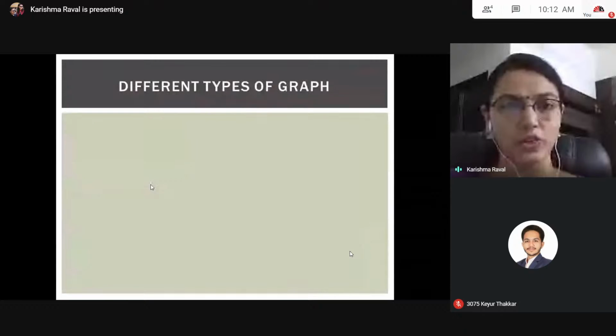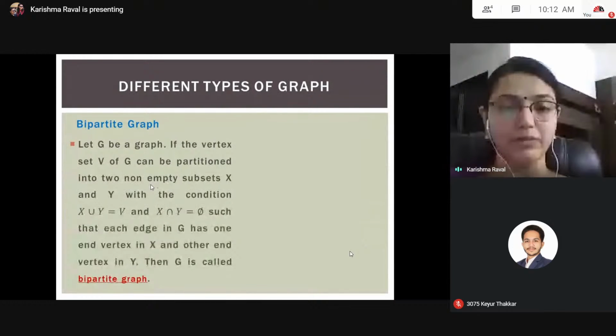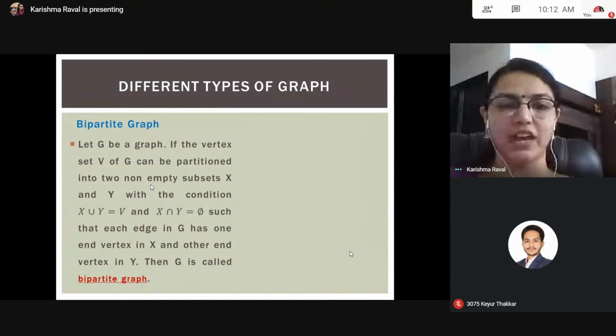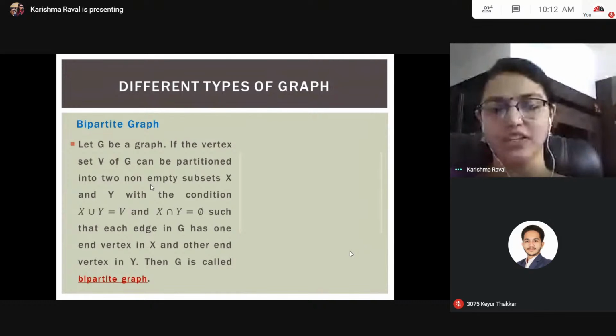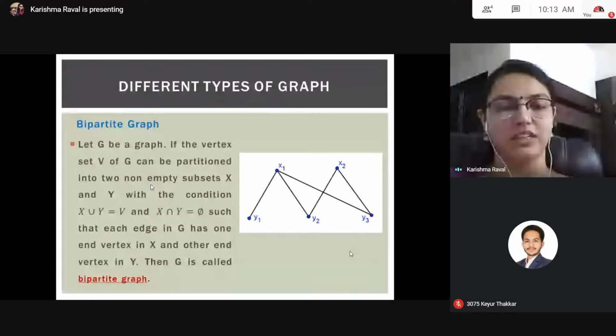The next definition is of a bipartite graph. Let G be a graph. If the vertex set V of G can be partitioned into two non-empty subsets X and Y, with the condition that X union Y is the whole set V and their intersection X intersection Y is the null set, such that each edge in G has one end vertex in X and the other end vertex in Y, then G is called a bipartite graph. Here is one example. There are two sets X and Y. I have labeled the upper vertices as X1 and X2 and the lower vertices as Y1, Y2, Y3.